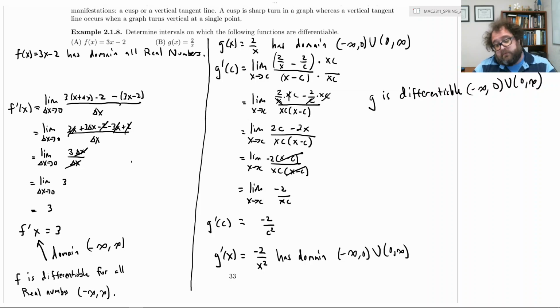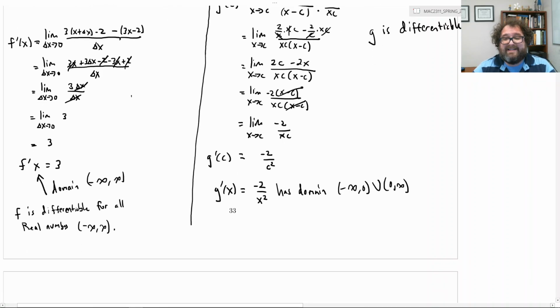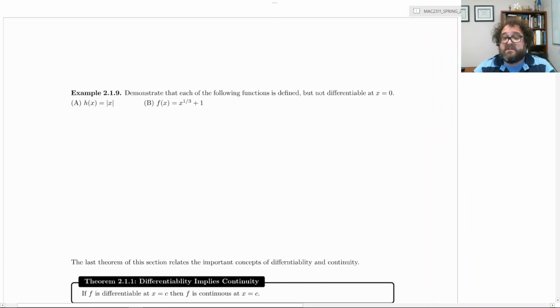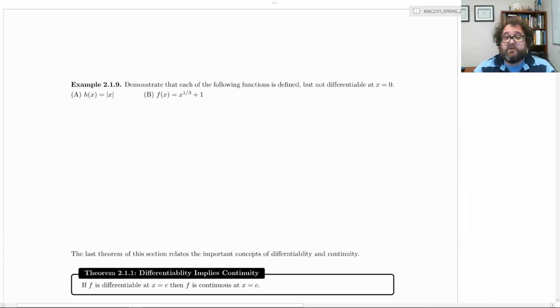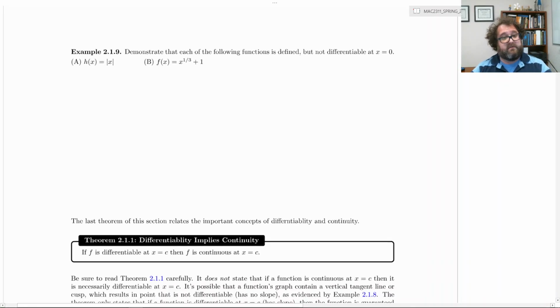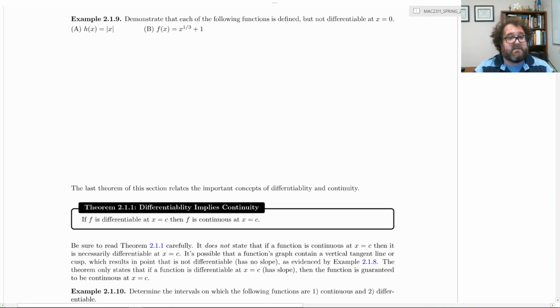Now let's look at a situation where maybe those two things aren't the same. So in the previous example, they were the same. The domain of the derivative was equal to the domain of the original function. Well, let's take an example. Hey, look here. Example 2.19 says demonstrate that each of the following functions is defined but not differentiable at x equals 0. All right, let's see what happens.